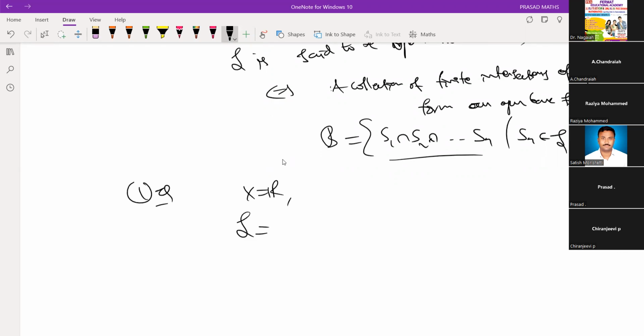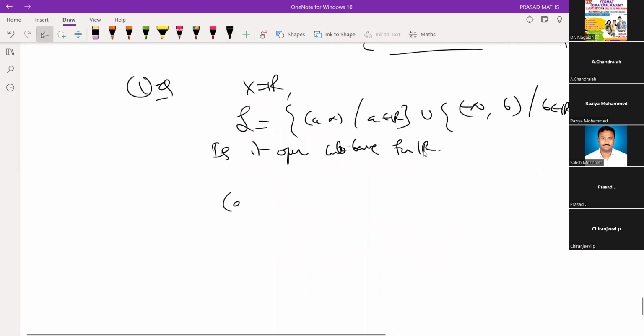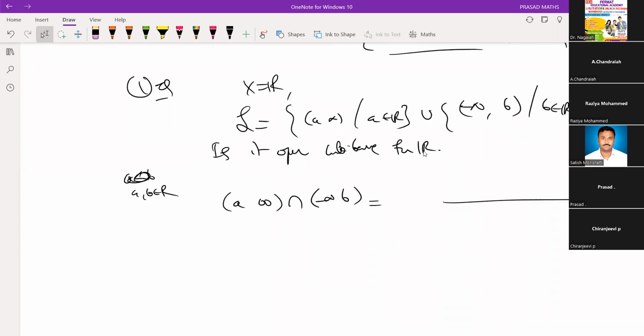For example, you can take X equals R. Suppose my collection is rays: left ray, right ray. The question is, is it an open subbase for R? Suppose a, b are real numbers, and we take the rays (a, infinity) and (minus infinity, b). We do finite intersections, and we should get a basic open set. So what are the possibilities? This is my a, suppose (a, infinity).